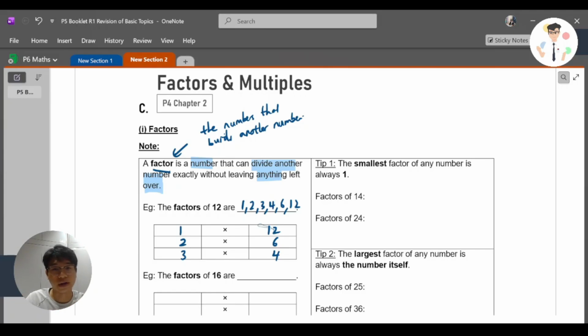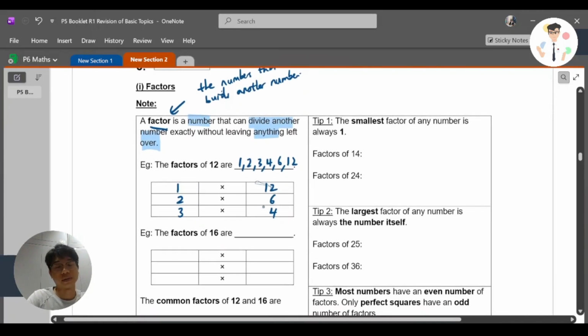How about other numbers like 5? 5 cannot multiply with anything to give you 12, or else you'll get a decimal. So this is not okay. What we want is an exact number, a whole number. Again, 12 can be built up by 1, 2, 3, 4, 6, 12.